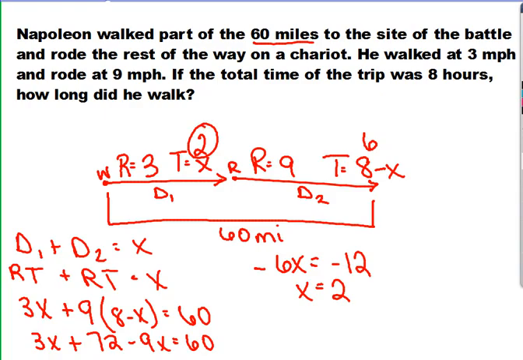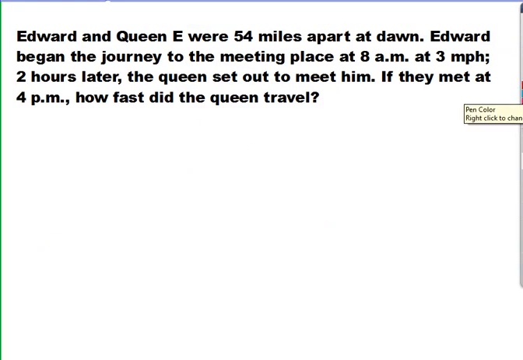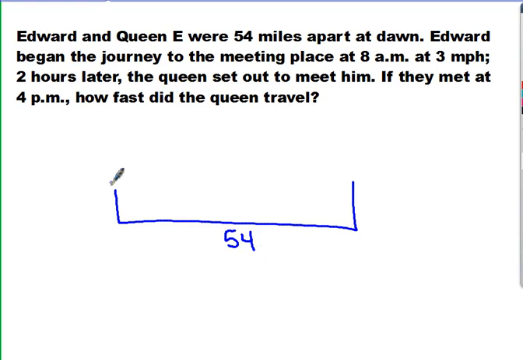Let's take a look at another example. Edward and Queen E were 54 miles apart at dawn. So they were 54 miles apart, meaning our total distance is going to be 54 miles. Edward was over here, and the Queen was over here. They were 54 miles apart. So we've got the first and second. Edward began the journey to the meeting place. So they're meeting somewhere. Edward began his journey at 8 a.m. at 3 miles per hour.